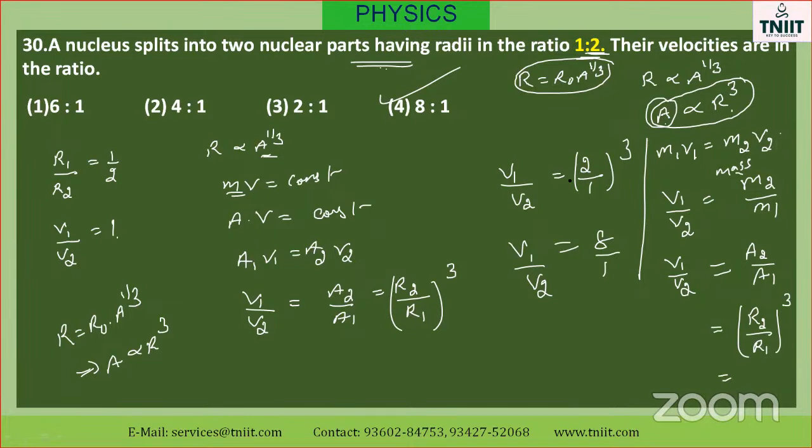So what is R1 by R2? 1:2. But we have R2 by R1, no? That is 2 by 1 whole cube. What is 2 by 1 whole cube? 8 by 1. So which is the right option? Option 4. I hope you got it right. Yes, sir. The only thing here is that mass has to be replaced by mass number in the nucleus.